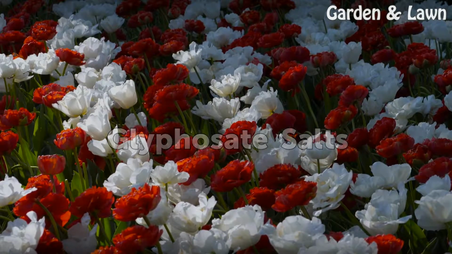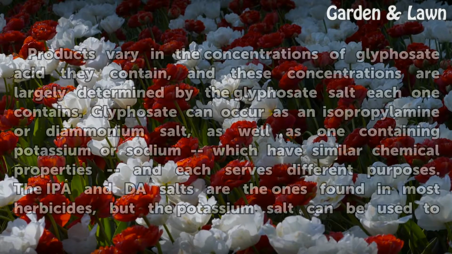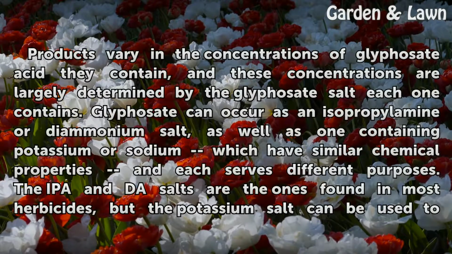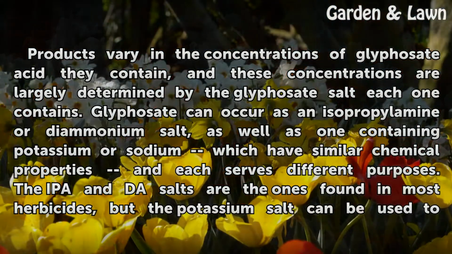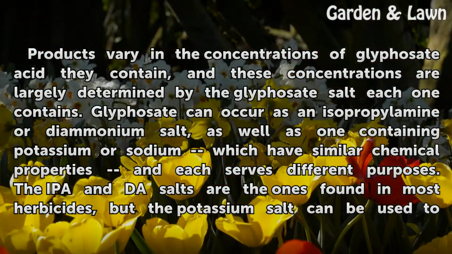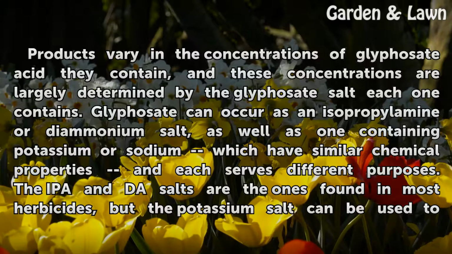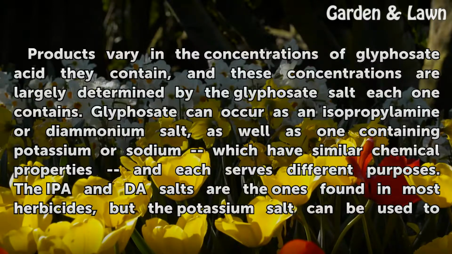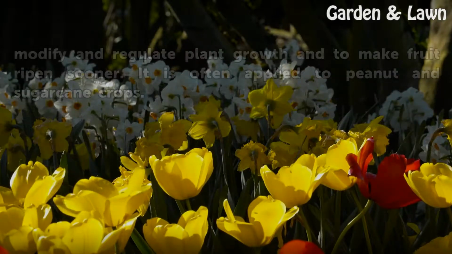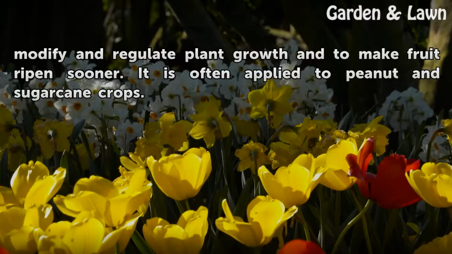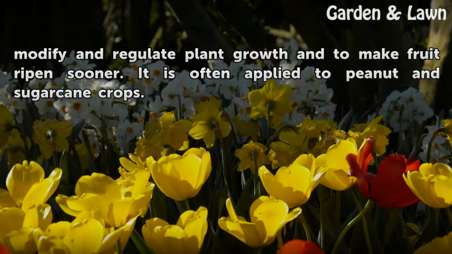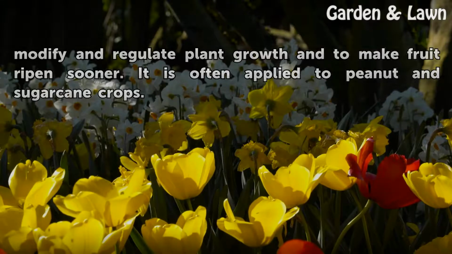Glyphosate salts. Products vary in the concentrations of glyphosate acid they contain, and these concentrations are largely determined by the glyphosate salt each one contains. Glyphosate can occur as an isopropylamine or diammonium salt, as well as one containing potassium or sodium, which have similar chemical properties and each serves different purposes. The IPA and DA salts are the ones found in most herbicides, but the potassium salt can be used to modify and regulate plant growth and to make fruit ripen sooner. It is often applied to peanut and sugarcane crops.